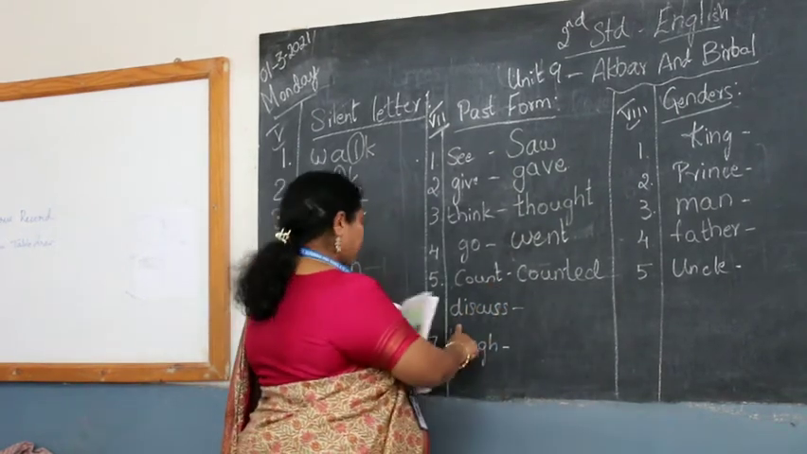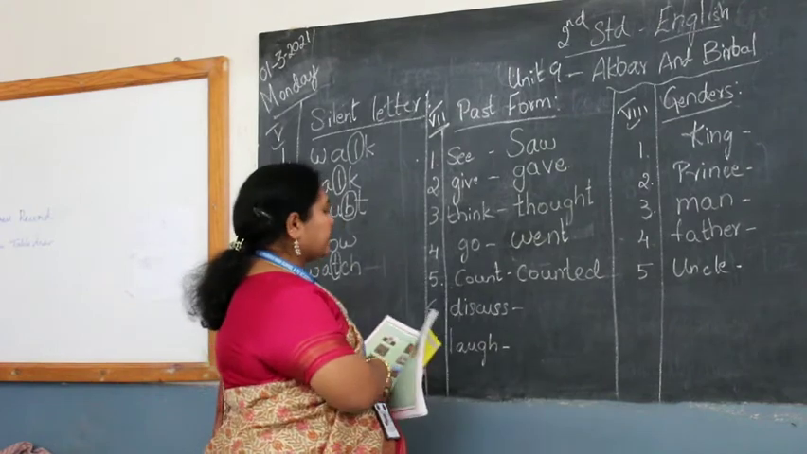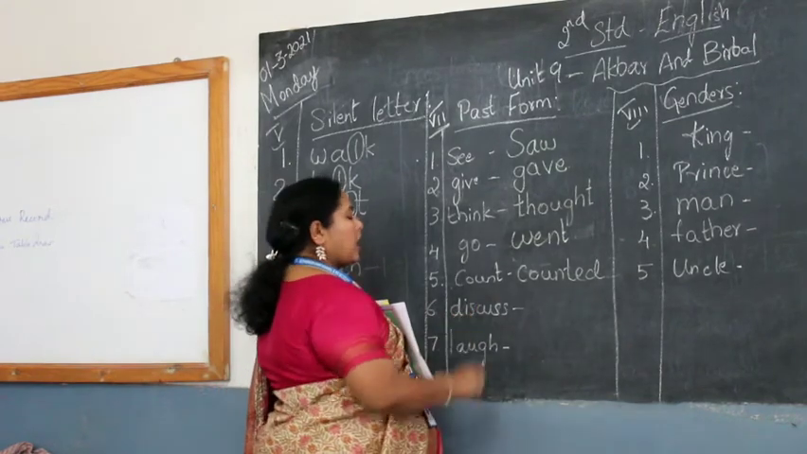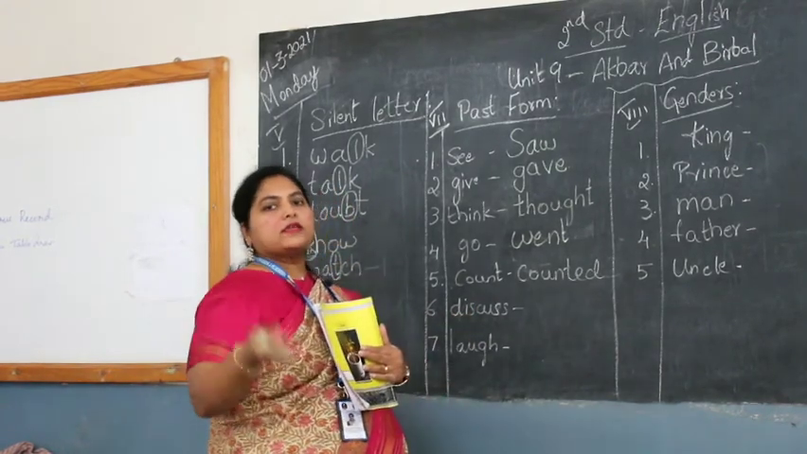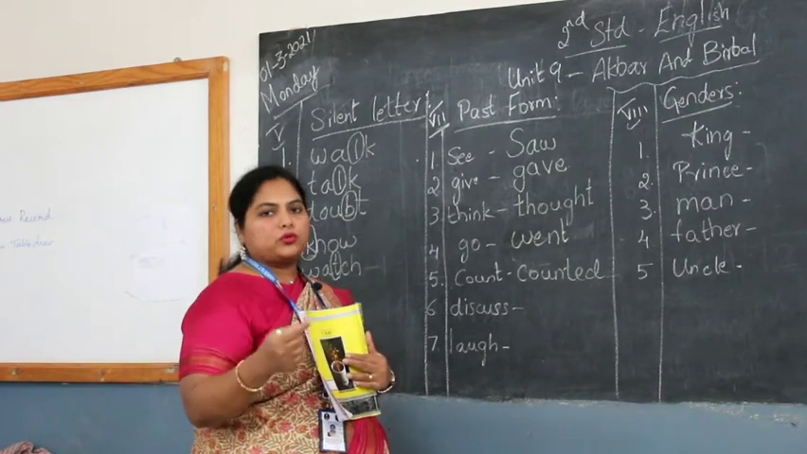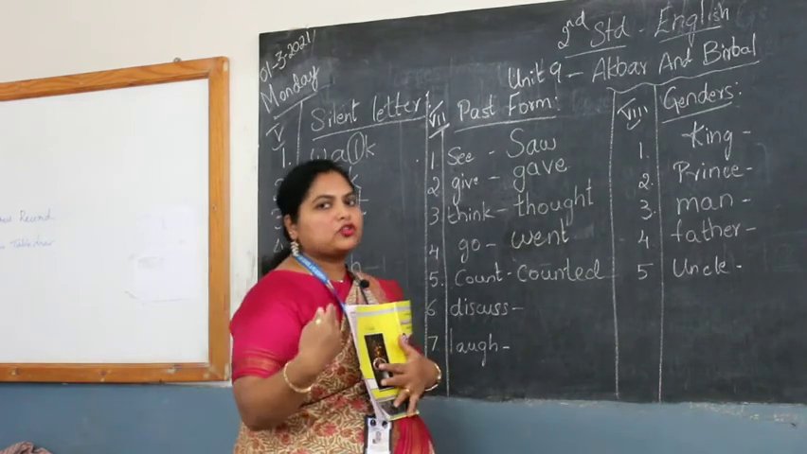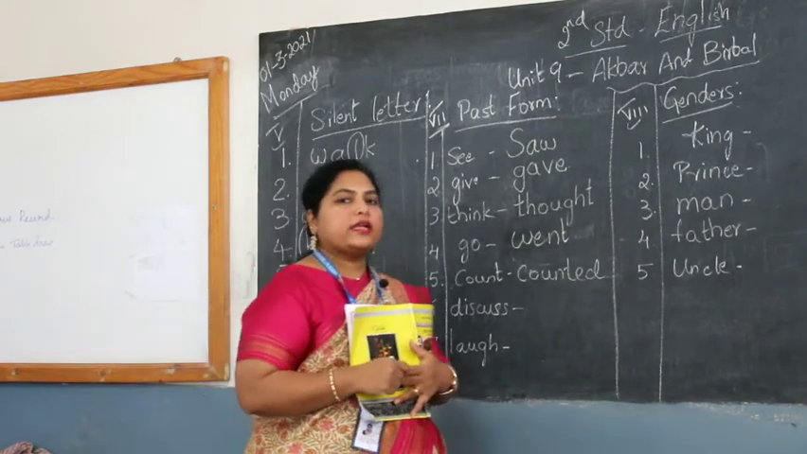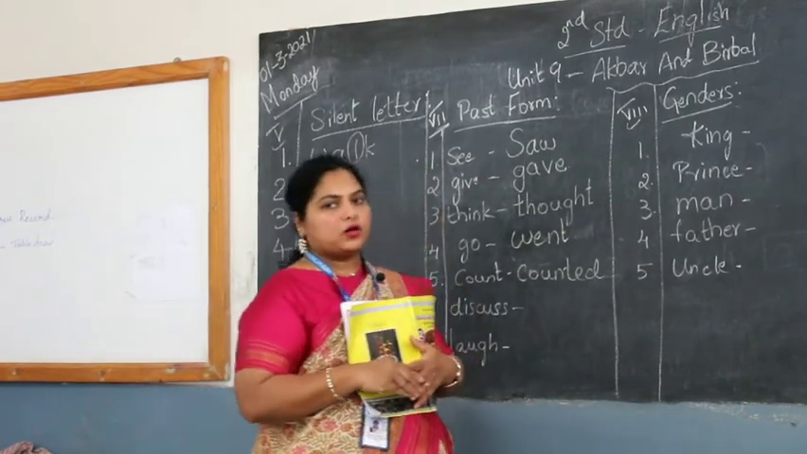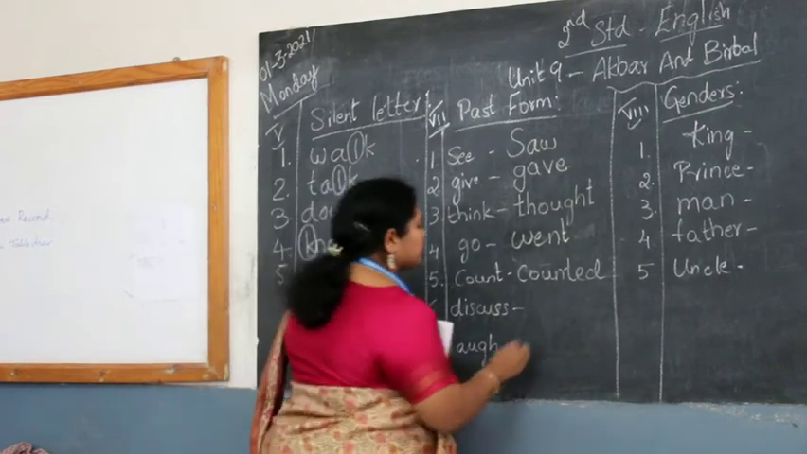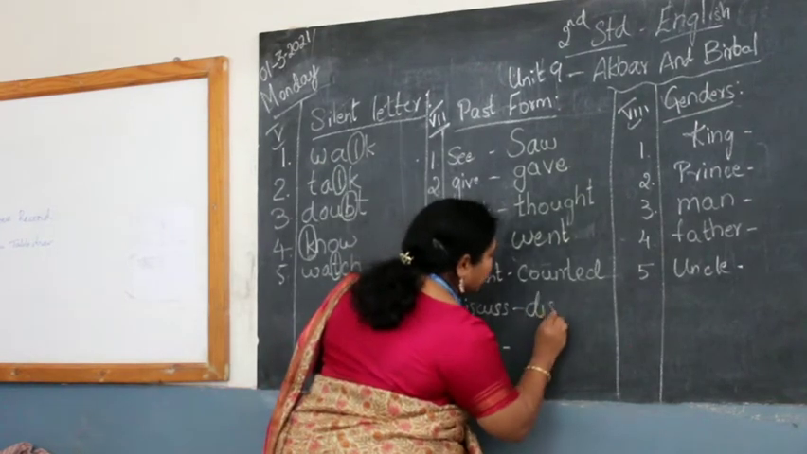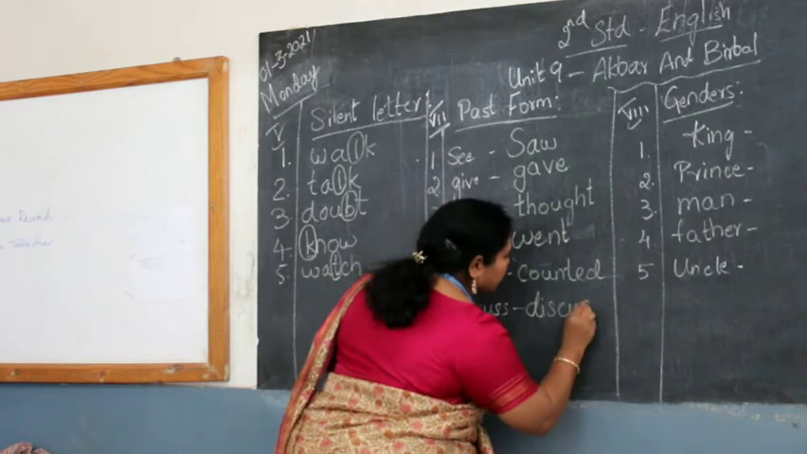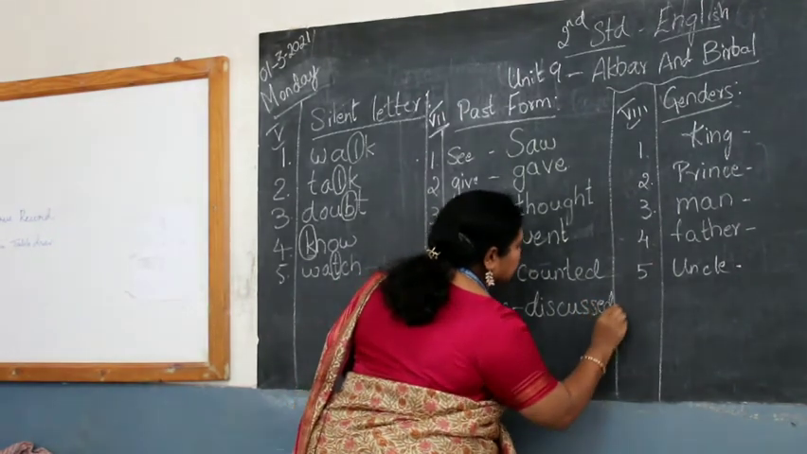What is the past form of discuss? The next word is discuss. I will discuss with you. So I am going to discuss with you, talk about it with you. I discussed with you already. That means I have already done the work. So that is the past form discussed. D-I-S-C-U-S-S-E-D, discussed.